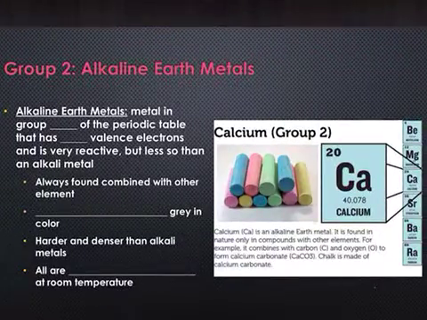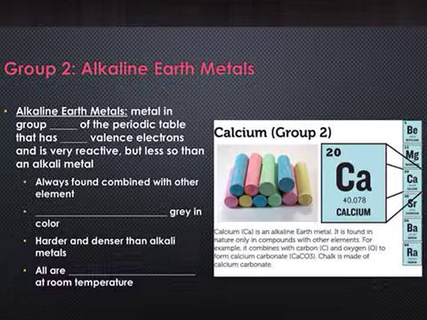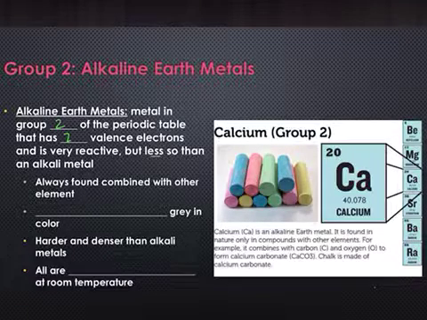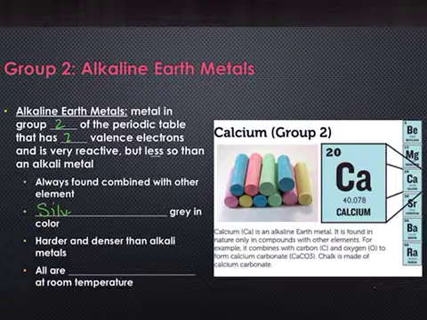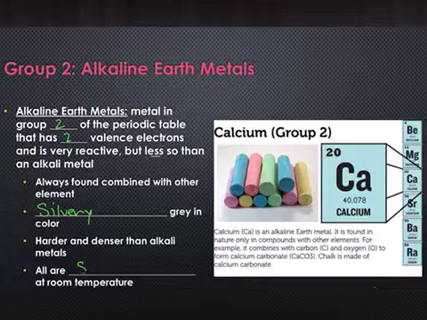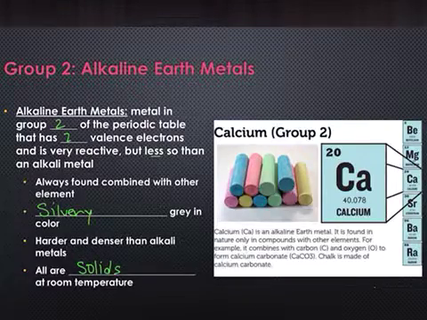Group 2 elements are called alkaline earth metals. They're located in group 2, and they have 2 valence electrons. This is another very reactive group. However, it's slightly less reactive than the alkali metals. Again, these are always found combined with other elements. Otherwise, they would react. They are usually silvery gray in color. They're a little bit harder and denser than the alkali metals, but they're still solids at room temperature.